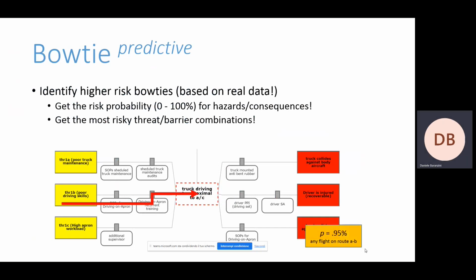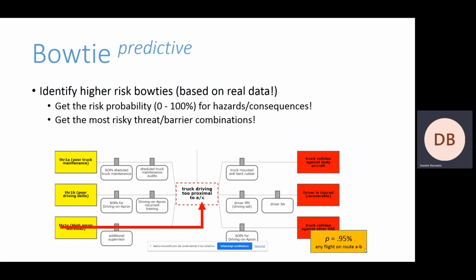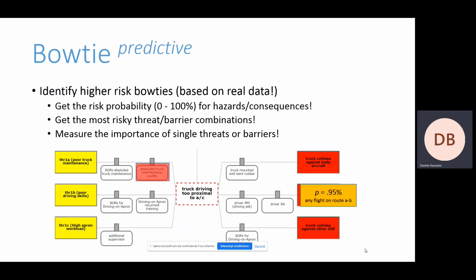It might be this one, or this path, and it is the AI that detects this based on data. And importantly, the feature importance: which of the nodes in the BowTie are more important to explain the risk probability, as in this case, a 95% probability for any flights with specific actions that involve that center event here and the consequence.